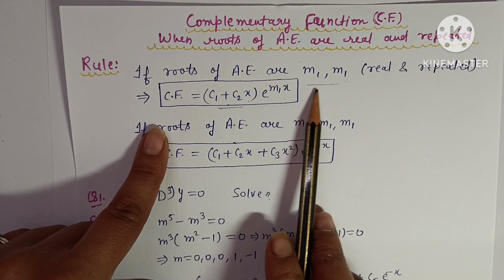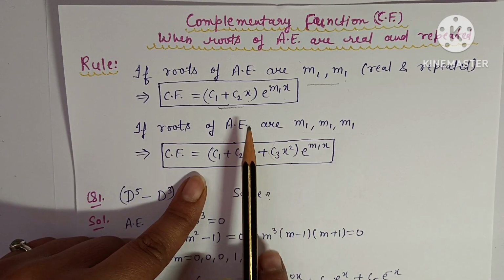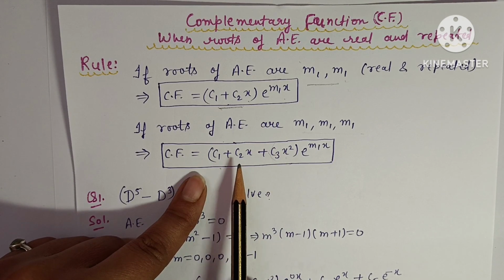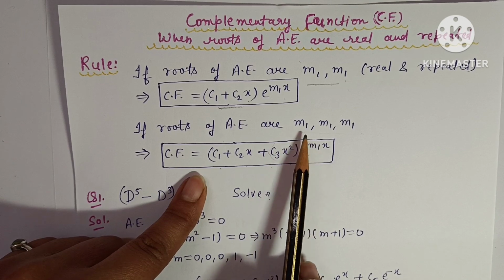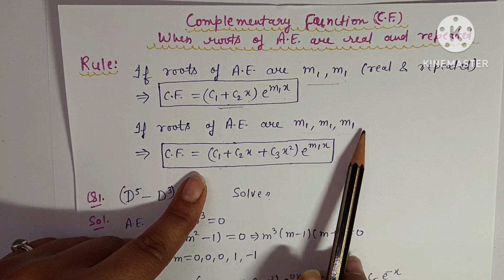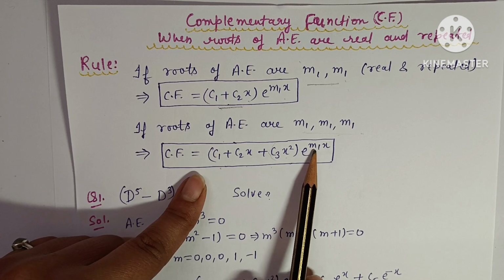But suppose you have this repetition 3 times. Then one more term will be added here, C3x square. So C1 plus C2x plus C3x square. One more x will be multiplied every time. But this is the same m1, which is why it is written only one time in the exponential, e to the power m1x.